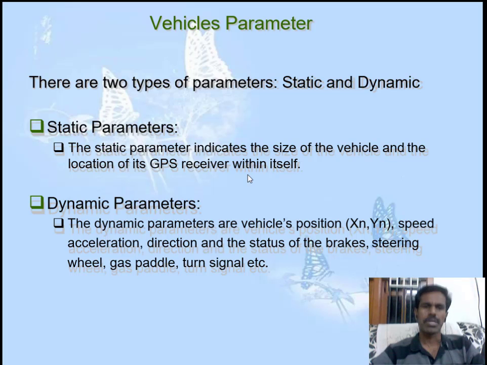What are the dynamic parameters? The vehicle position, x-axis, y-axis, and speed, acceleration, then direction of the vehicle, then status of the brake, half brake, no brake or full brake, and steering wheel, gas pedal, because when the instruction is given the pedal has to be locked. Then indicators. These are the dynamic parameters of the vehicle. All those things have to be communicated or observed, and used for further process.